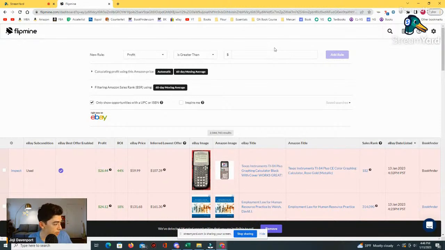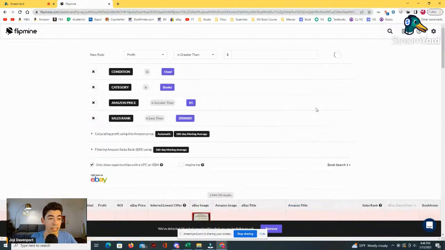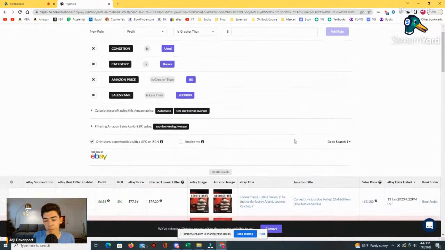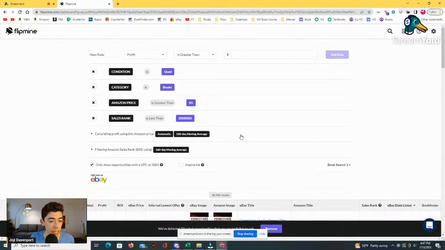What I will say about using FlipMine is that it's called FlipMine for a reason, because all these flips, you've got to mine them. It's not like every deal is just magically dropped in your hand. You still very much have to be skilled at reading Keepa graphs, so you understand when you come across a good deal, when to pull the trigger, and when you inevitably come across deals that are not very good, you know to stay far away from them because you know how to read Keepa graphs.